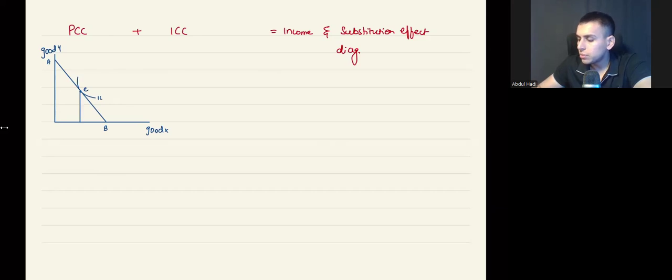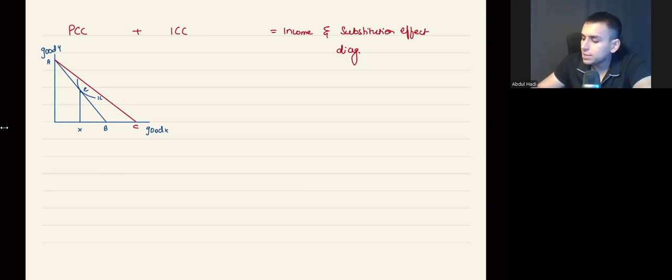As there was a decrease in price for good X only, my budget line will tilt rightwards from AB to AC, keeping point A constant because there is no change in my good Y, right? Because there is no change in good Y, I won't change the maximum budget line of good Y. So it will tilt from AB to AC, and then a new equilibrium will be created, determining whether the good is a normal good, inferior good, or any other good.